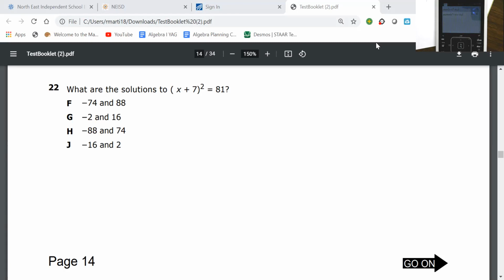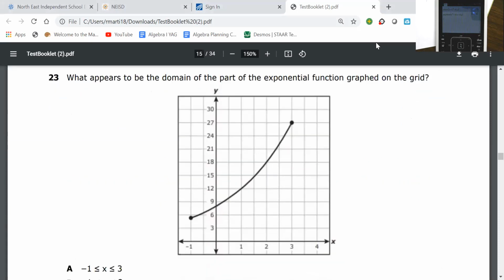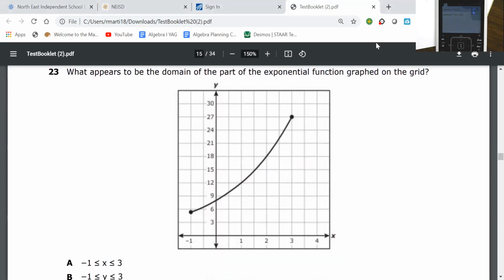Okay, domain and range. This one's asking for the domain. What is a domain? We talked about this the other day. It's basically, what can X be? What is the range? What can Y be? It's really it. They go in the same order, X, Y, domain, range. That's why I always say them in that order, because they go with each other.